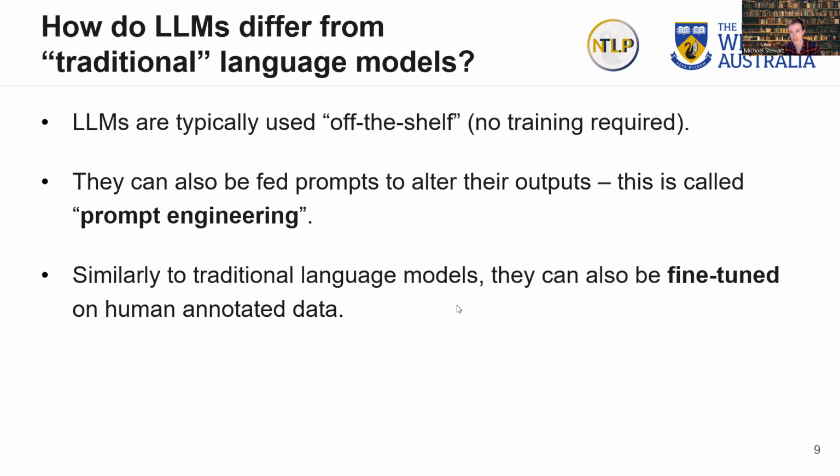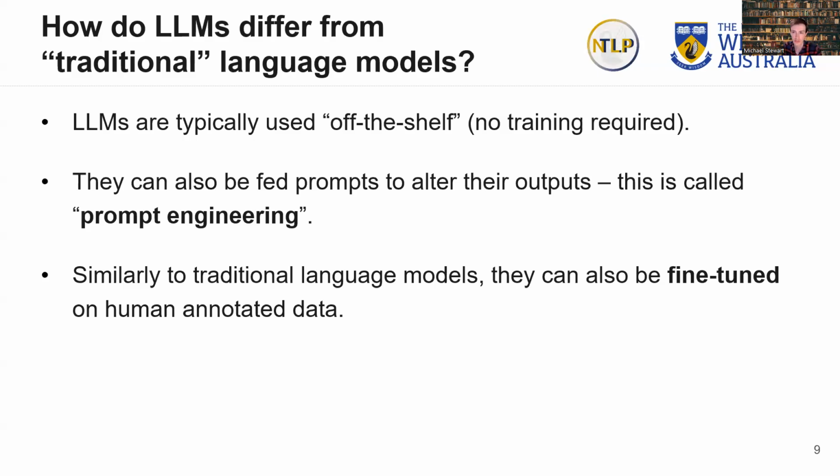Before I launch into the case study, I'd like to talk about how LLMs differ from traditional language models. Typically, large language models are used off the shelf, so we don't actually need to train them. For example, you interact with ChatGPT through a web browser and ask it to do something. You don't actually have to train it to do it, right? It already knows how to do it. It's off the shelf, no training required.